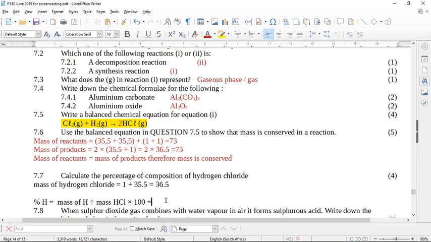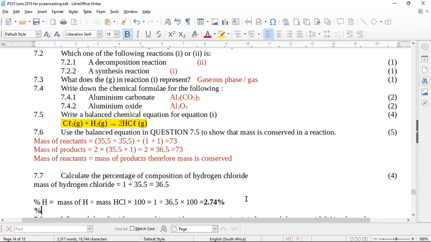So this is going to be equal to the mass of hydrogen, which is 1, divided by the mass of hydrogen chloride, which is 36.5, times by 100. So if we put this into our calculator, 1 over 36.5 times 100 gives you 2.74%. Remember, 2 decimal places. The exam instructions say you must give your answer to 2 decimal places, so round off your answer.